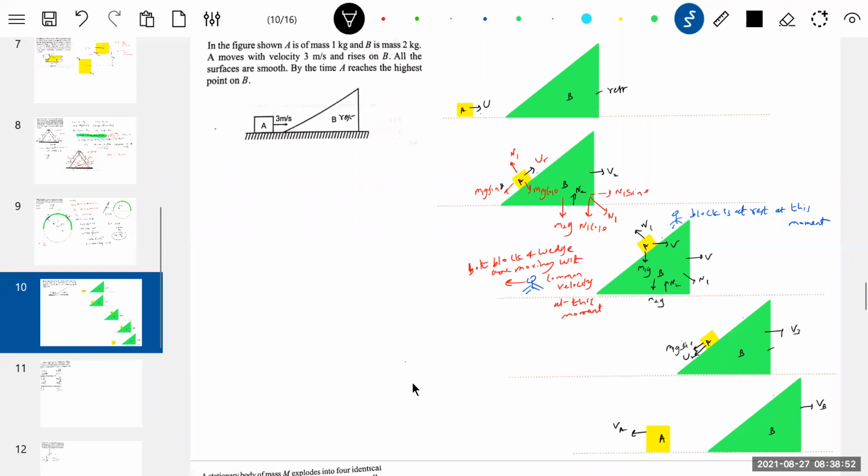In all the cases, what will happen to the velocity of center of mass? What is the net force on the system along the x-axis? N1 sin theta. Here also you write N1 sin theta.